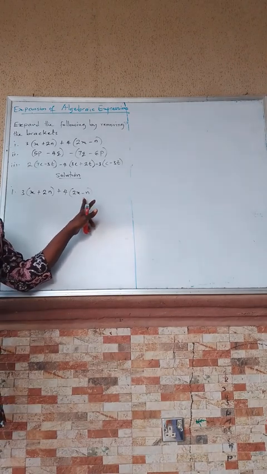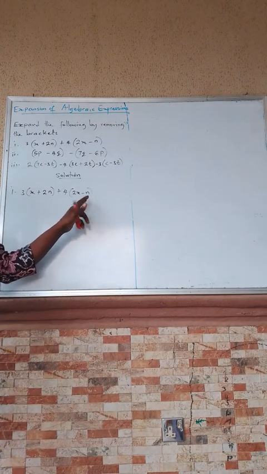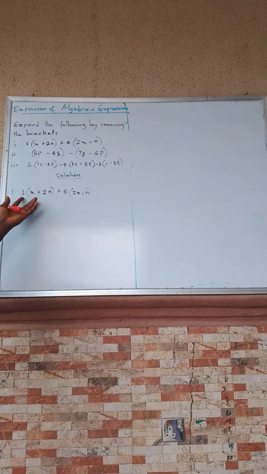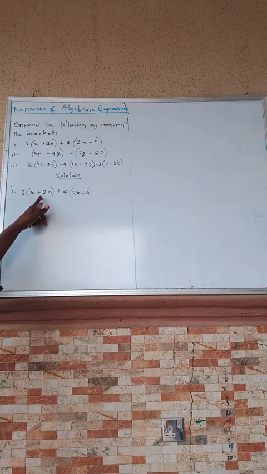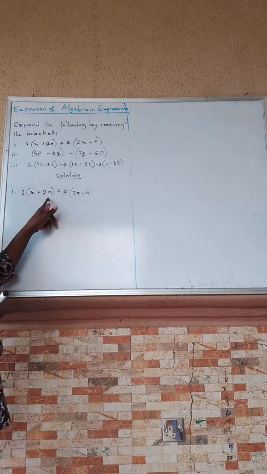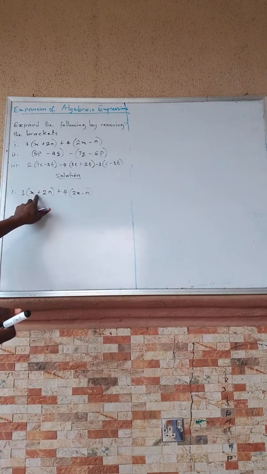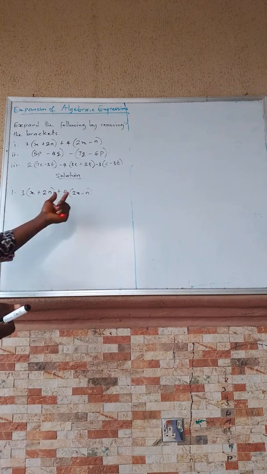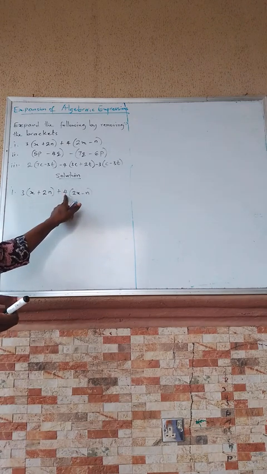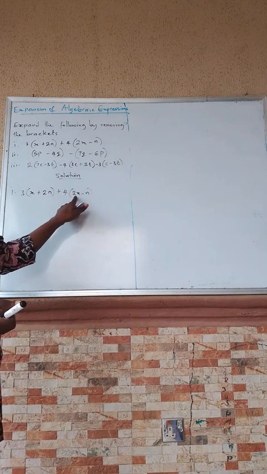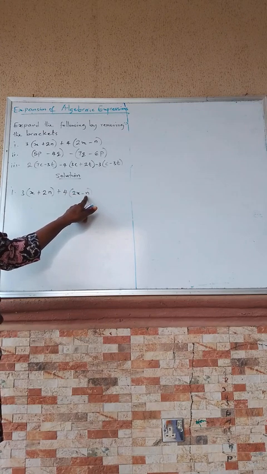Now look at this. To solve this problem, the first thing is to open the bracket. You use 3 to multiply the terms inside the bracket. As you can see, we have 2 terms. What are the 2 terms? We have x and 2n. The same thing also applies to this. You use 4 to multiply everything we have inside. Now let's do that.